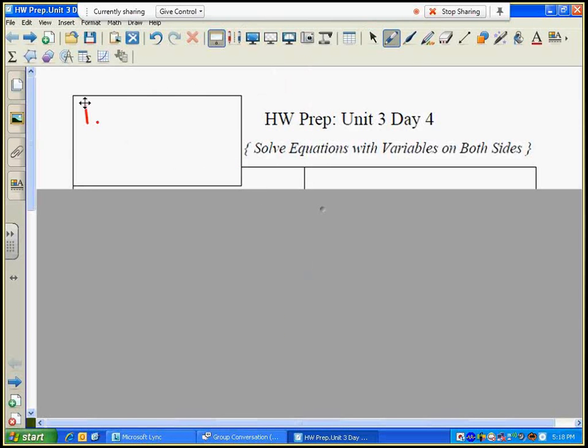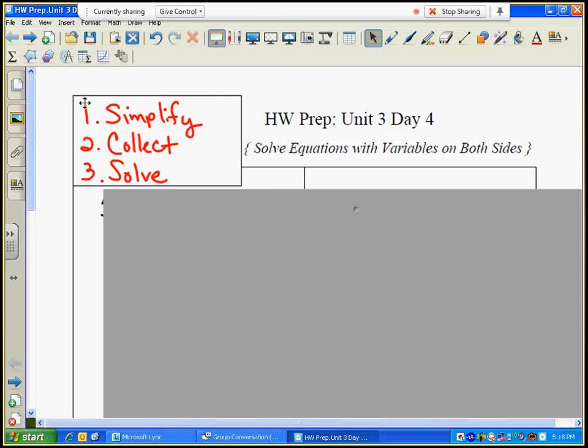Write down number 1, simplify. Number 2, collect. And 3, solve. Then in the top left-hand corner, copy down this problem.